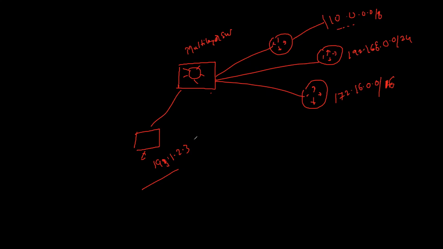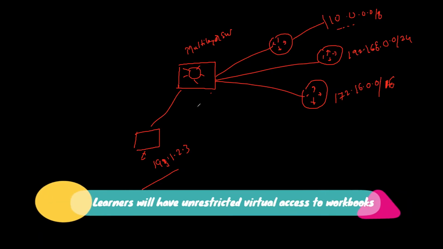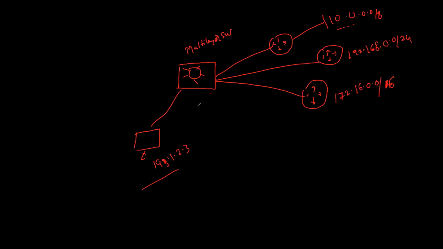Right. Okay, so first this PC 193 will send the packet to the multi-layer switch with source and destination IP address. After that, the source MAC address will be there. The destination MAC address will be FFF for the broadcast. And then the multi-layer switch will verify that this IP is not on the same subnet. So it will look in the routing table and forward to the next router or the next path to reach the destination. Correct. This is what is happening.